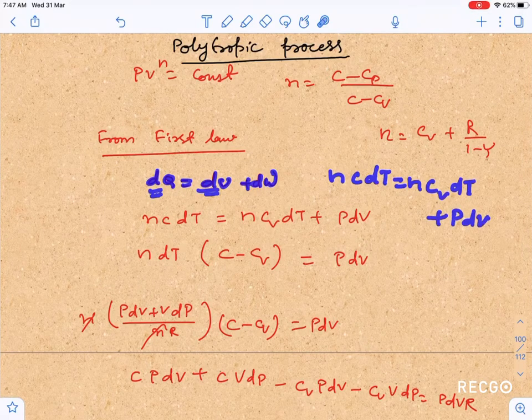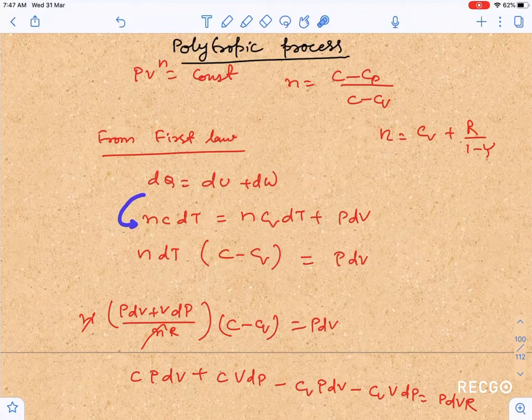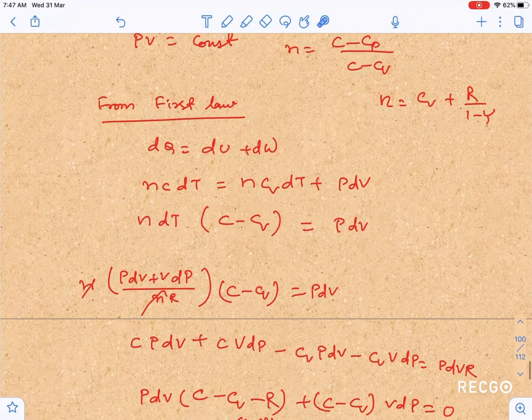So I can write, that's why I have written, guys, nC dT is equal to nCv dT plus pdV. Now what I have done is taken this term to the left side. When you bring this term to the left side, n dT is common in both, so I can write C minus Cv is equal to pdV.